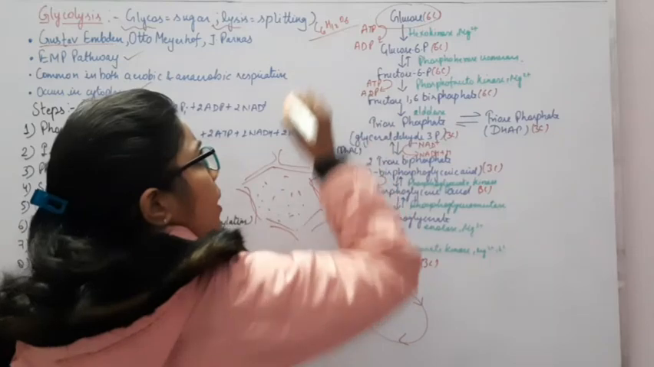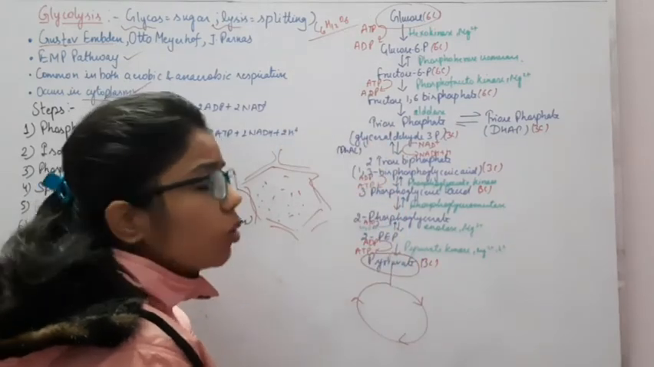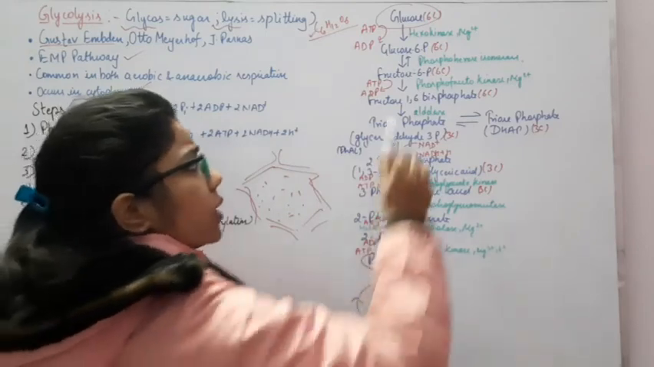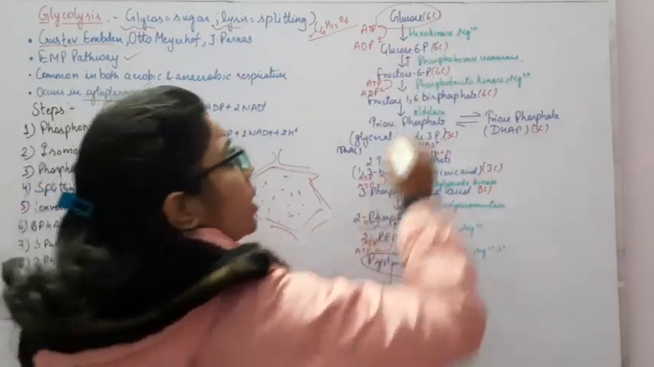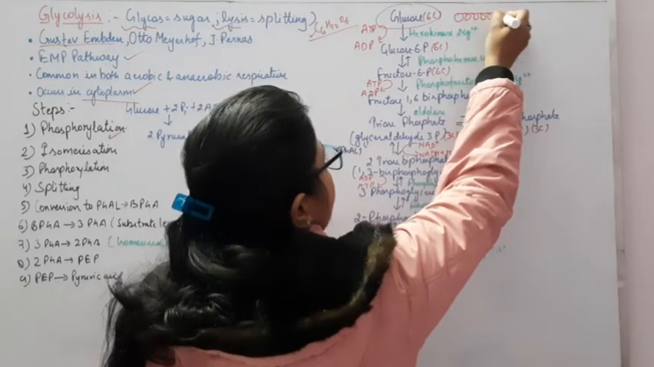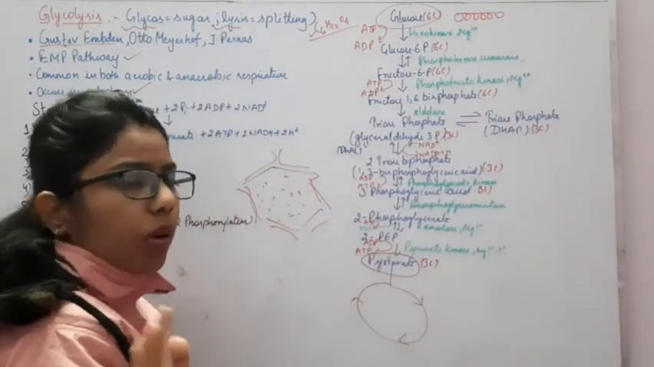C6H12O6. So how many carbon atoms are there in glucose? In one molecule of glucose, 6 carbon, right? So it is a 6 carbon compound. We can represent it like this: 1, 2, 3, 4, 5, 6. This type of molecule it is.